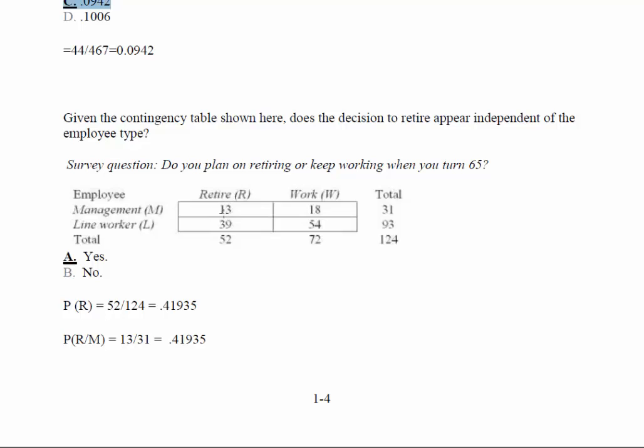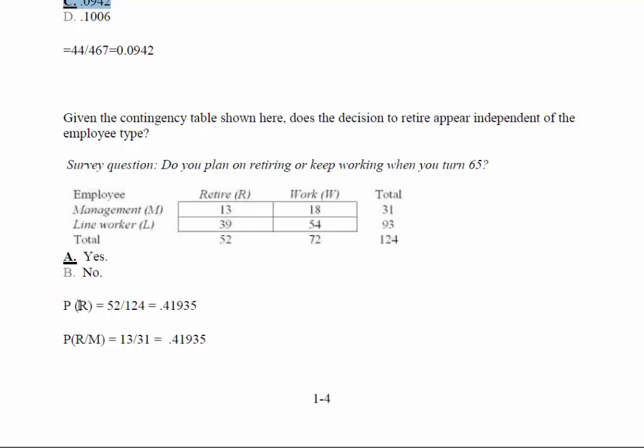13 of the managers said they're going to retire. 18 said they will continue to work. 39 of the line workers say they would retire, and 54 said they would continue to work. So the question is, does the decision to retire appear independent of employee type?